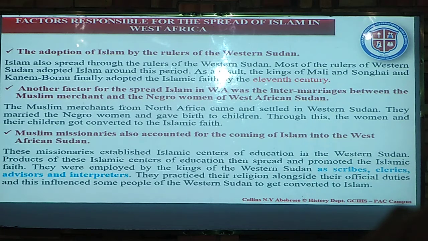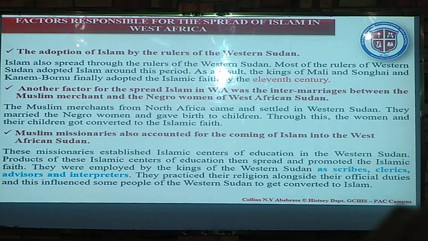And we realize that the adoption of the Islamic faith by these kings meant that the religion was going to be a state religion, and therefore every subject in the state was supposed to belong to the Islamic faith, and that also enabled Islam to spread quickly, especially in Mali and then in Songhai and also Kanem, because everyone would be engaged there.